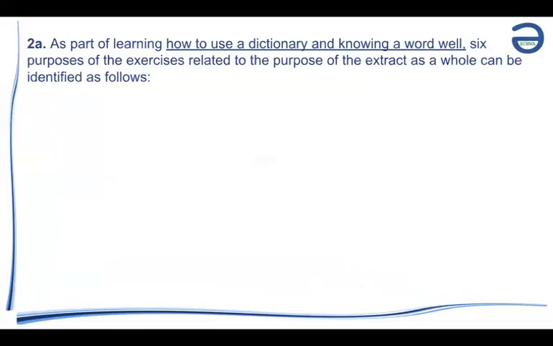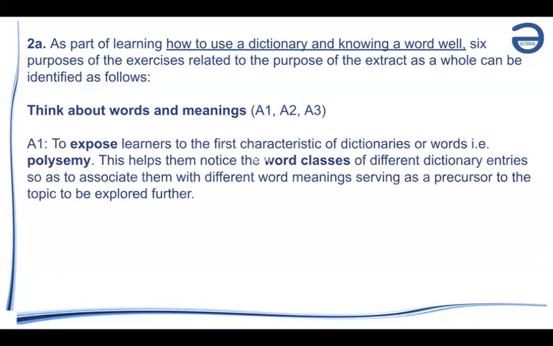So part A, 2A, as part of learning how to use a dictionary and knowing a word well. That is the overall purpose that is given. So we have to identify 6 purposes of the exercises related to this overall purpose. So exercise names are here, A1, A2, and A3. A1 is to expose learners to the first characteristic of dictionaries or words. That's polysemy. That's the first characteristic here.